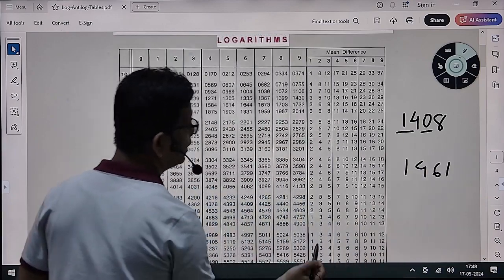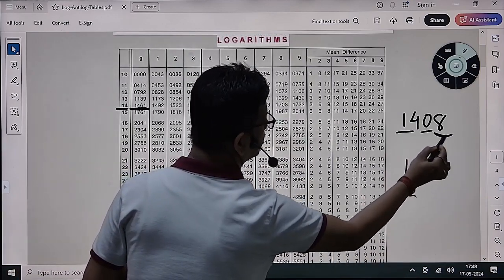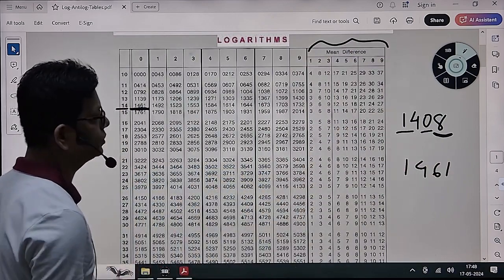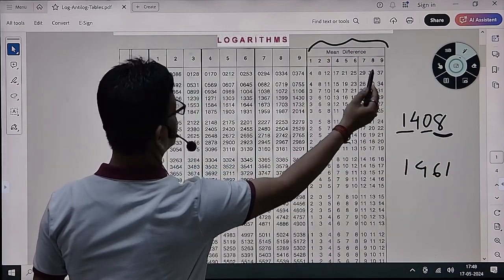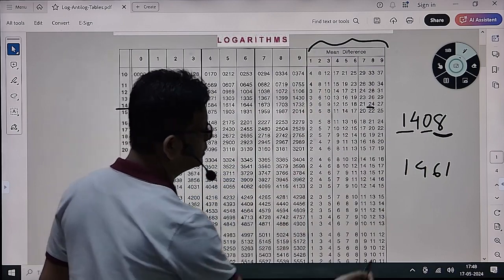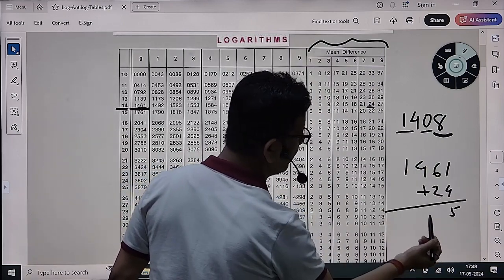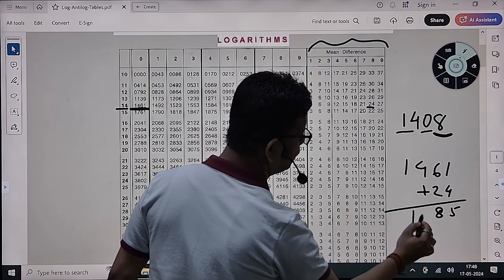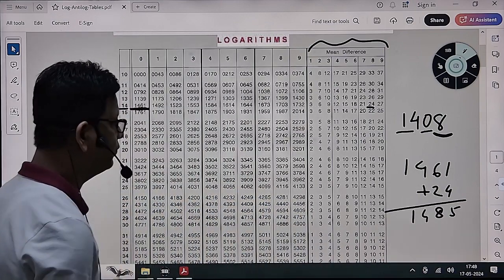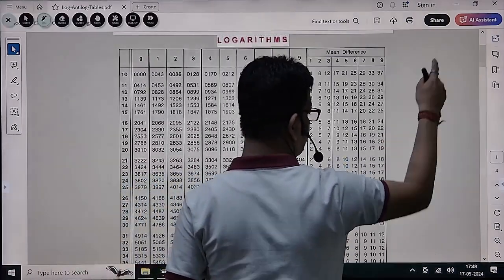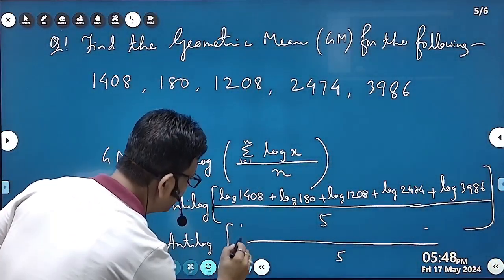Then what do you have to see? The last digit 8, in the mean difference portion. For 8, the number is 24. Just add it: 1461 plus 24 is 1485. So I got 1485.